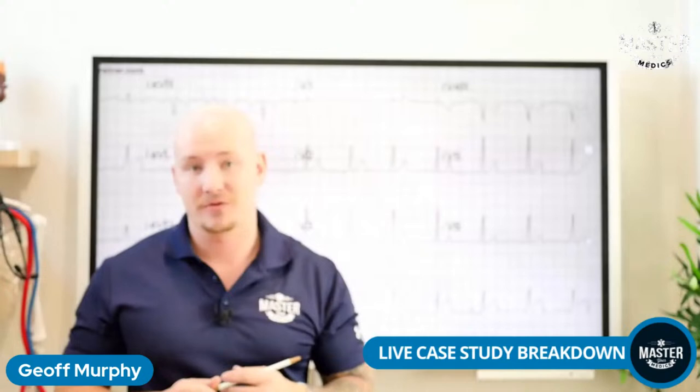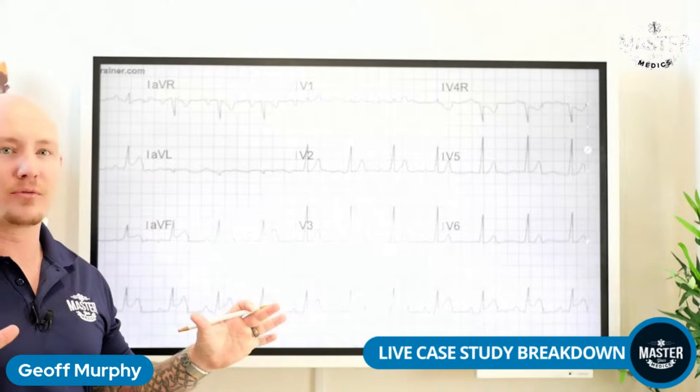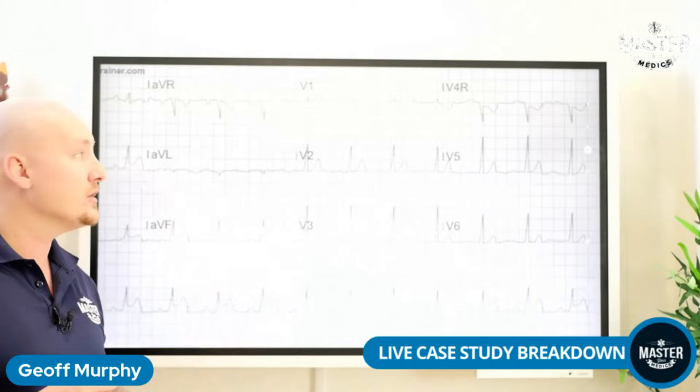Okay, so those are the two ways you can really see how involved your right ventricle is. 2, 3 and AVF are getting a very peripheral view. Using lead 1 and lead AVL, you get a more direct view. And using V4R is getting the most direct, straight-on view of that heart and that right ventricle.